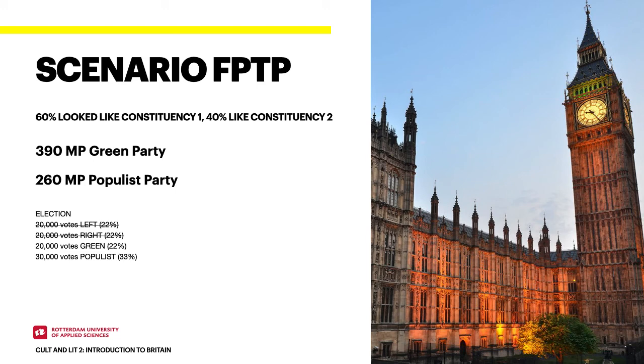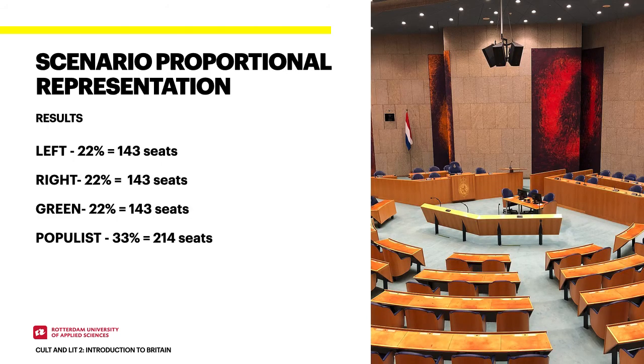And this is the same thing that we see if we compare this, for instance, to a scenario of proportional representation. In this system, the Left Party got 22% of the votes, so they would get 143 seats. The Right got 22, so they'd also get 143. The Green had 22, and they would get 143. And the Populist, which got 33% of the votes, if we add constituency 1 and 2 together, they would get 214 seats.